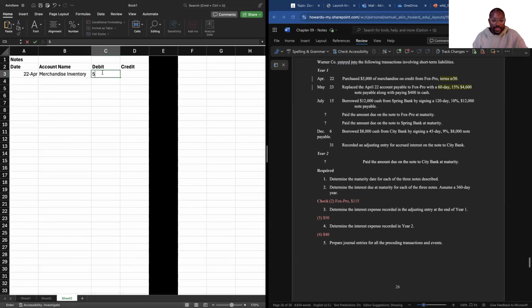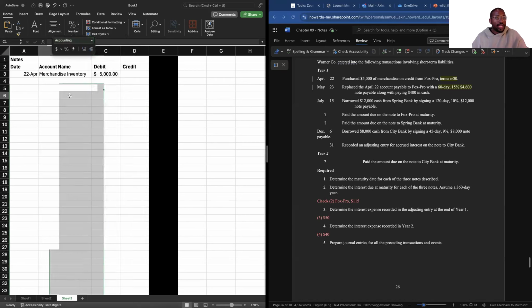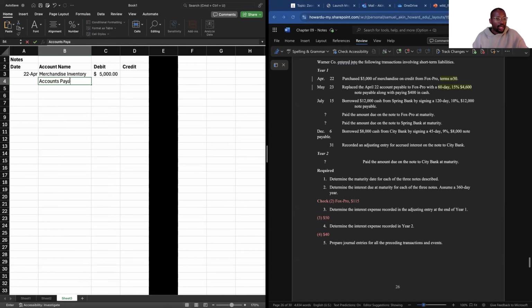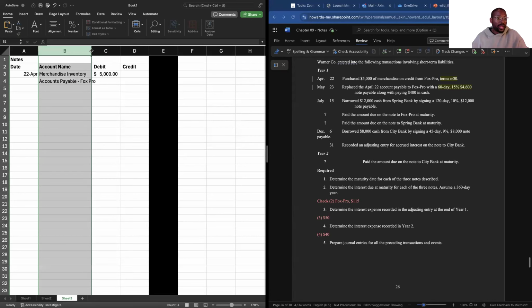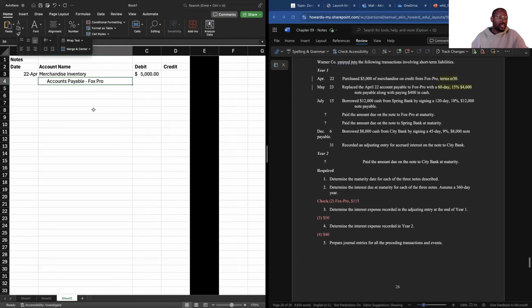And what was the source of payment? Source of payment was credit. So we're going to go ahead and credit accounts payable, Fox Pro. Very important. I know for my students, I'm very particular that you put the customer's name. Maybe your professor is more relaxed than I am, but you want to make sure you specify the account. So we're done there. On April 22nd, we purchased $5,000 worth of inventory.